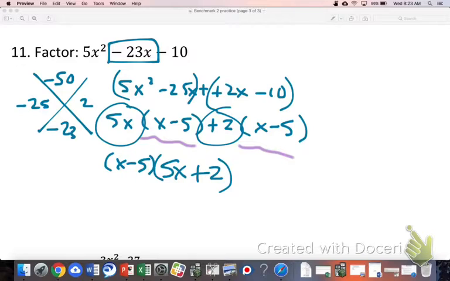We talked about this a ton when we did chapter 6. What if I did all this and I felt okay about it, but I wanted to check? What could I do to check? FOIL. I could re-FOIL it. And if I re-FOIL it and I get what I started with, and it checks out, I'm good. It must be correct. Make sense?